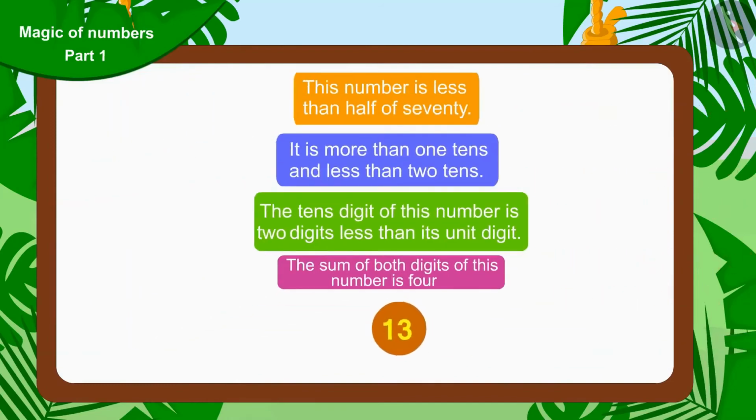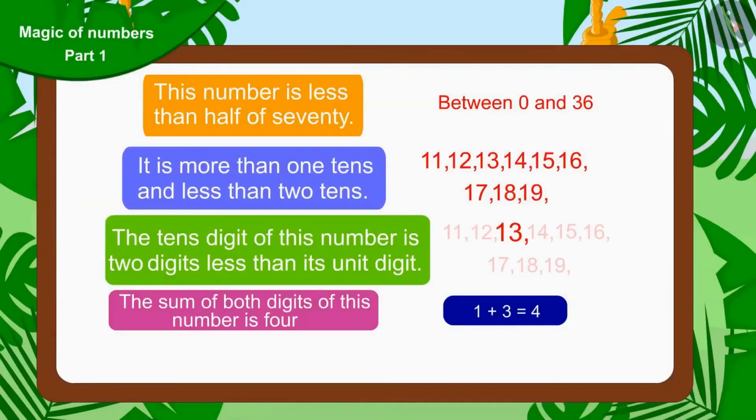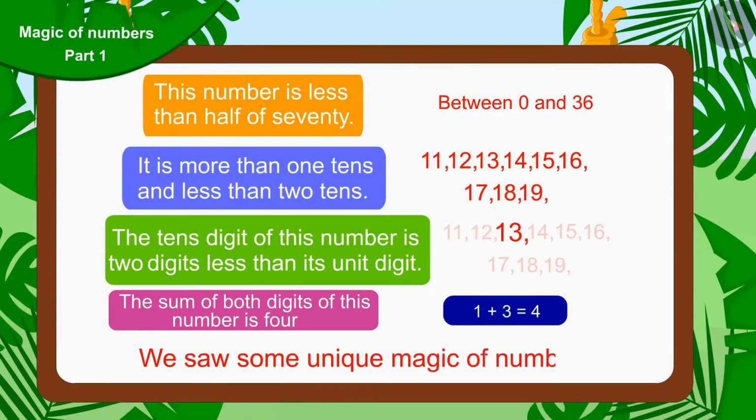Well done! Your answer is absolutely correct. This number is 13. Children, in this video, we saw some unique magic of numbers. In the next video, we will see some more interesting examples.